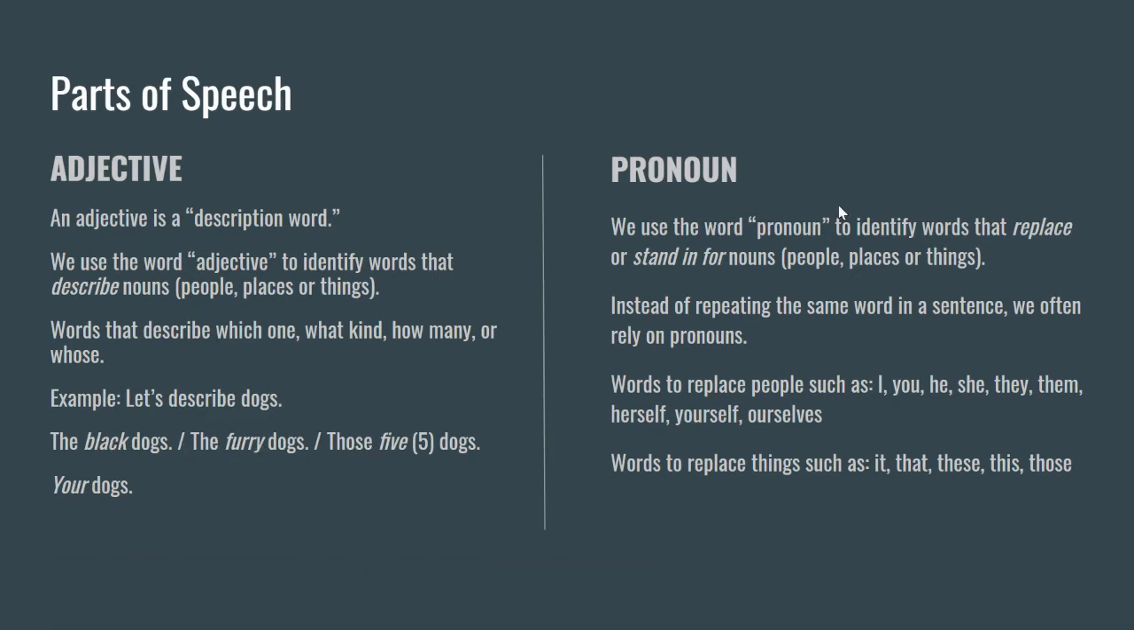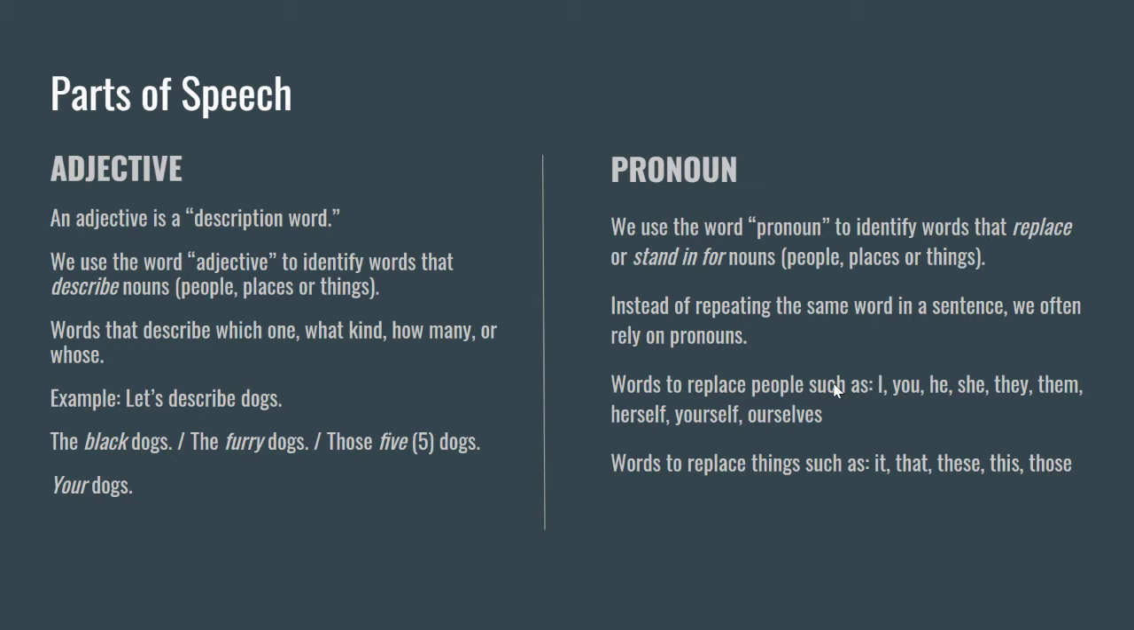We'll take a look here at pronouns. We use the word pronoun to identify words that replace or stand in for nouns, people, places, or things. So instead of repeating the same word in a sentence over and over again, we often rely on pronouns. Words to replace people such as I, you, he, she, they, them, herself, yourself, ourselves.